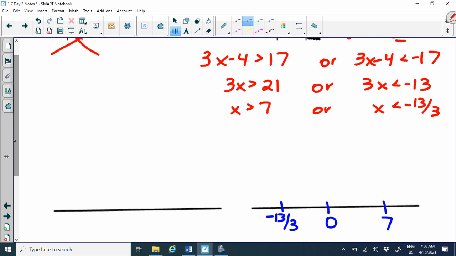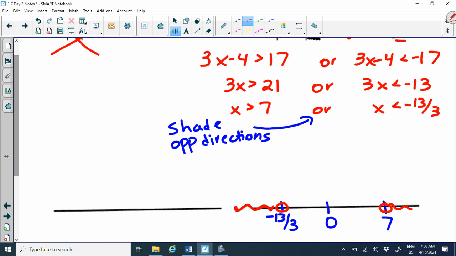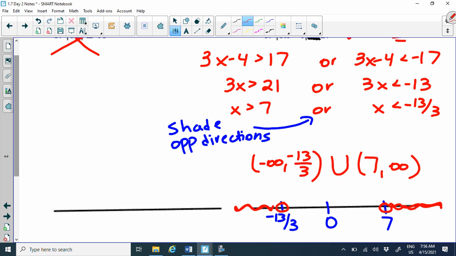So going from there, now do we have open or closed circles? Open. Okay. And since this is an or problem, we shade opposite direction. So I go to the left and then shade to the right, so nothing in between. So now from here, we always go from negative infinity to our first point, which is negative 13 over 3. Now because we have an open circle, we use parentheses. Then a u, and I go to my second point, which is 7, and then I go to infinity, and that also has parentheses there. Okay?